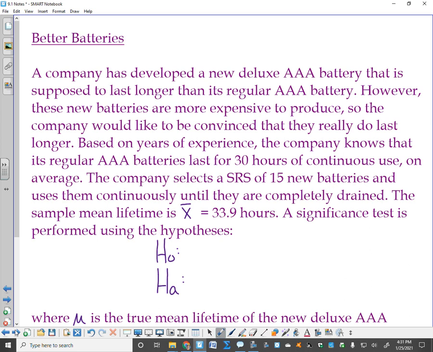So guys, you can't look at this and say, well, duh, look at it. It's 33.9 hours. Heck yeah, they last longer. You only took a sample of 15 batteries. I need to know if this data is statistically significant, and that's why you are conducting a significance test. You are judge, jury, and convictor. Significance test. All right, here we go.